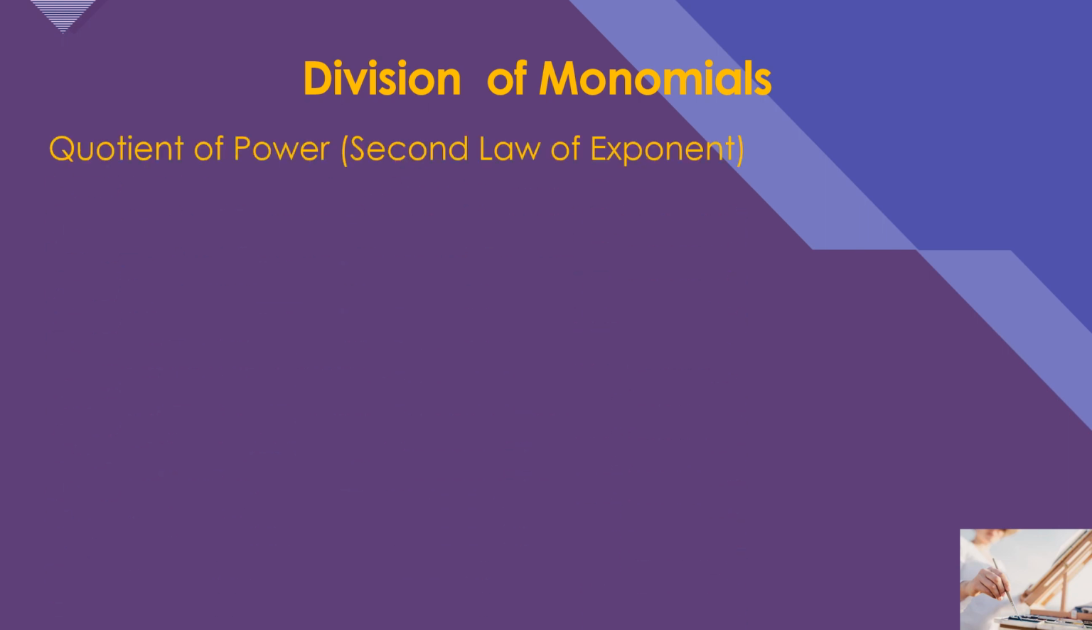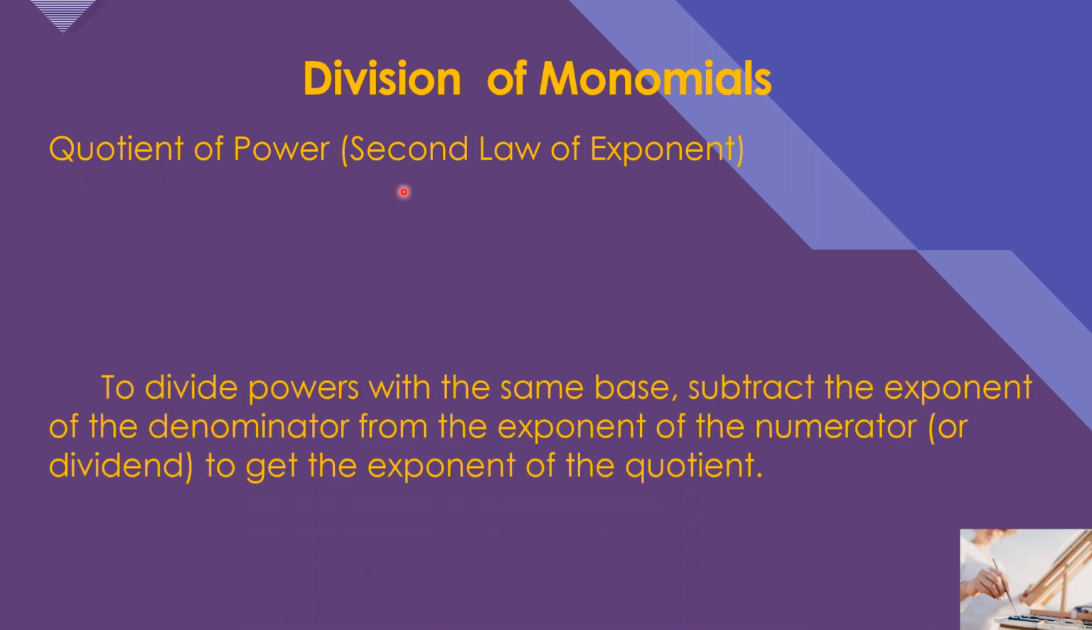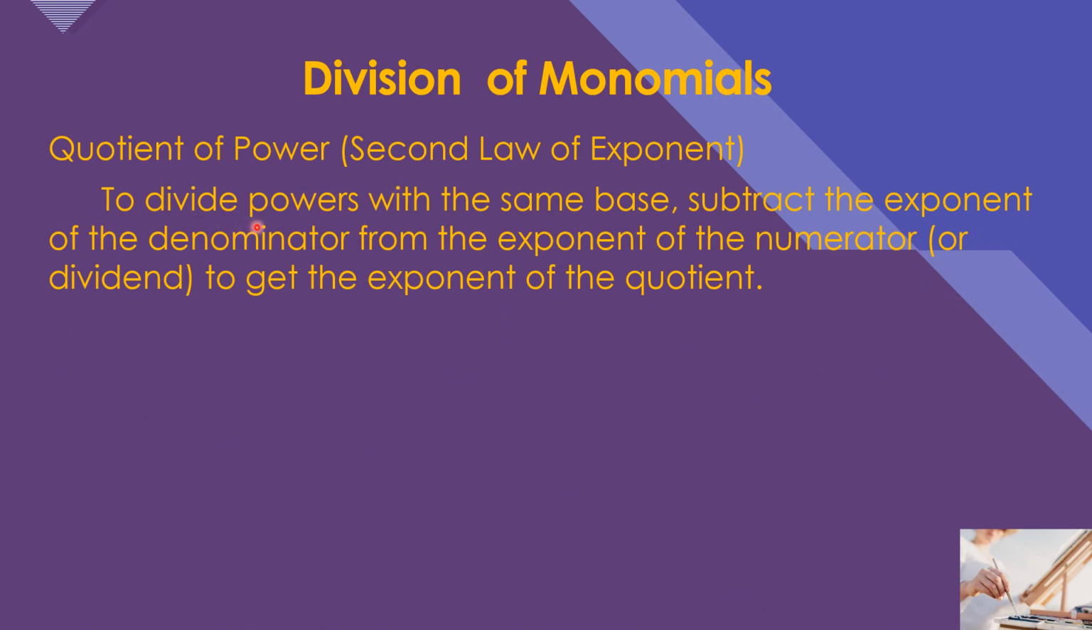Okay, so in dividing monomials, we are particularly following the rules. So we have the quotient of powers, which is the second law of the exponent. To divide powers with the same base, subtract the exponent of the denominator from the exponent of the numerator or dividend to get the exponent of the quotient. For example, a raised to 5 divided by a squared is equal to a raised to 5 minus 2. So that is a cubed.